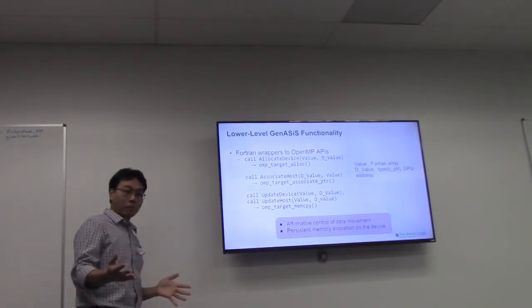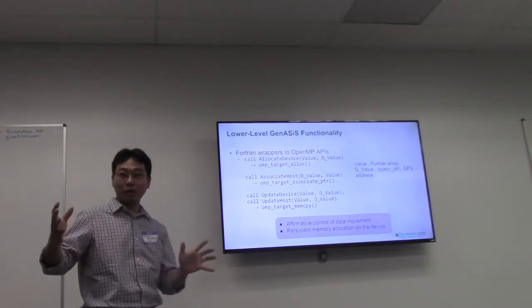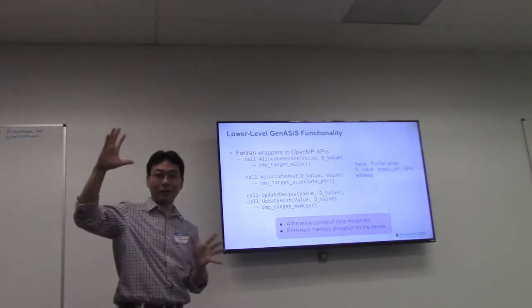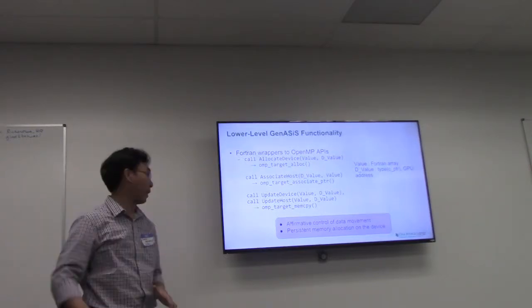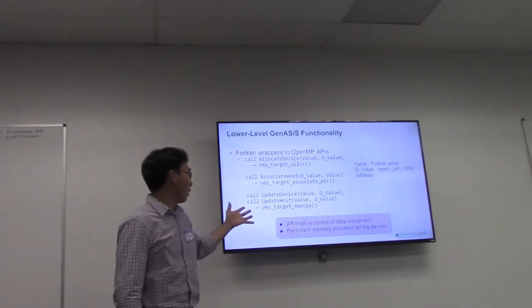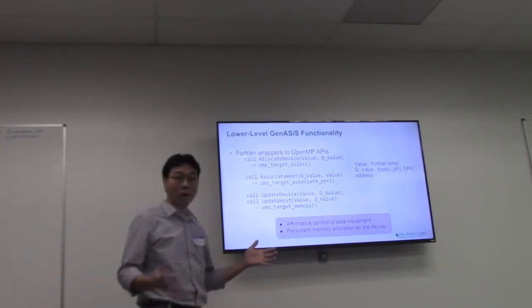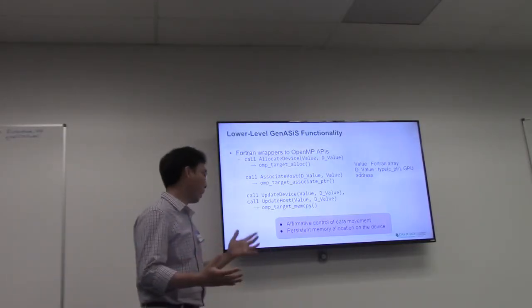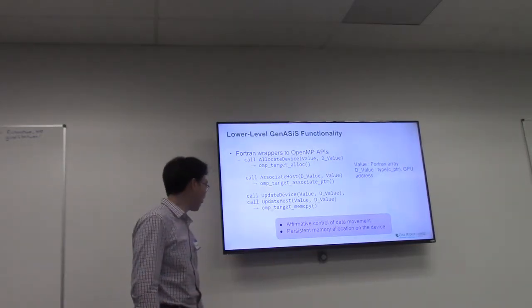If you're familiar with OpenMP, you realize that OpenMP can do this automatically, either implicitly or explicitly, when you use the target pragma. But I'll show why we want to do this ourselves: we want to take affirmative control of our data movement, and we want persistent memory allocation on the device, which is really required to get a good speedup.